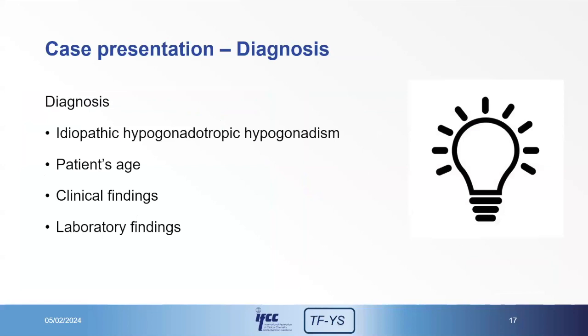So in our case, the diagnosis of idiopathic hypogonadotropic hypogonadism was made essentially based on this patient's age at the time the diagnosis was made, when he was 19 years old. And clinically, he had no other features suggestive of any other underlying systemic illness, no other genetic abnormalities, and his laboratory findings were in keeping with hypogonadotropic hypogonadism. So this is the diagnosis made in this patient.